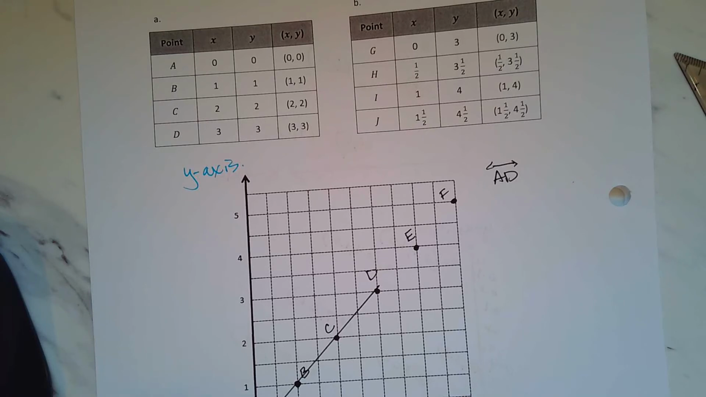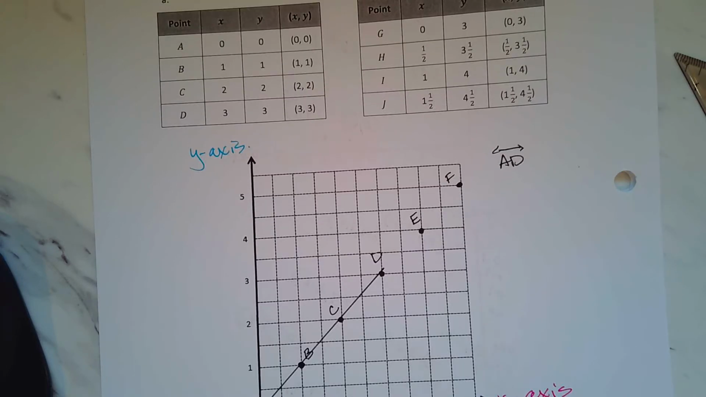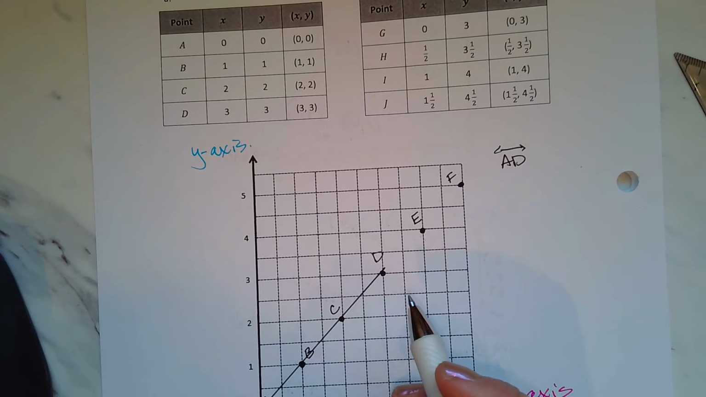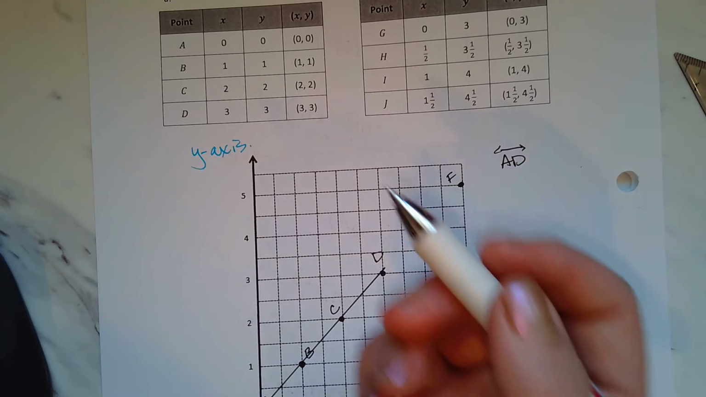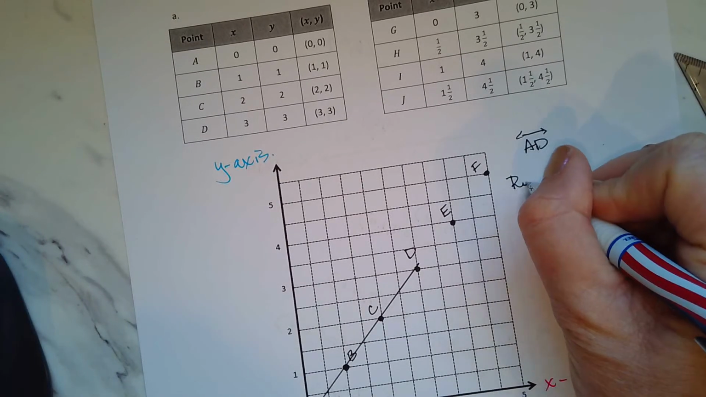So I'm going to write a rule, and that's what we're going to practice. That's going to be our big idea today, is finding a rule that fits for what our coordinate pairs are doing. So let's write a rule. Let's write it over here. Rule.